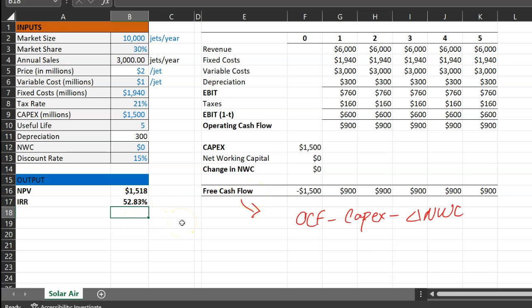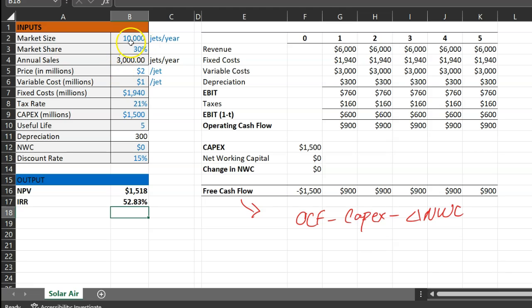What is super important here is to appreciate that at the end of the day, our NPV and our IRR depend on these cash flows, which in turn depend on all of these different assumptions that we made about what our inputs will be. And so now we can talk about sensitivity analysis.